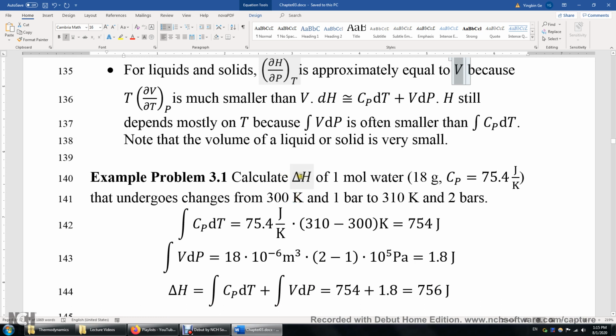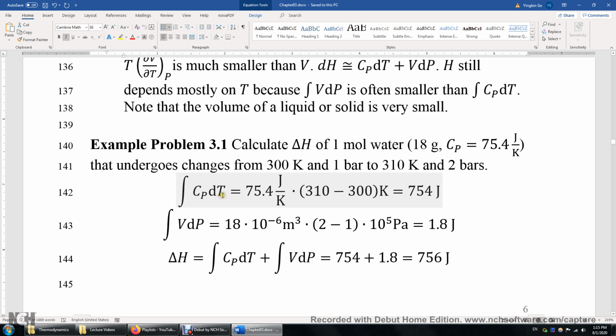Let's calculate the enthalpy change of 1 mole of water with a Cp of 75 joule per K. It undergoes the change from 300 K and 1 bar to 310 K and 2 bars. So the temperature increase is 10 K, and the pressure increase is 1 bar. Let's integrate Cp dT. That's how enthalpy changes with temperature. It's Cp times the temperature change. We get 754 joules.